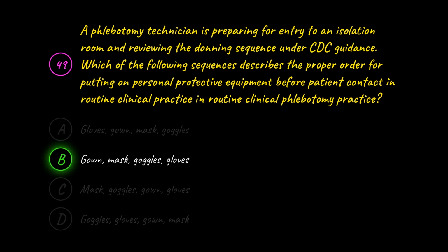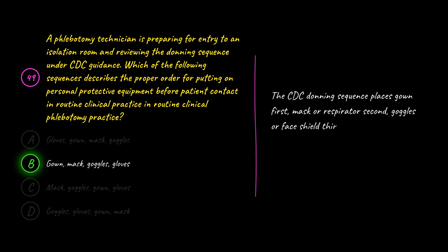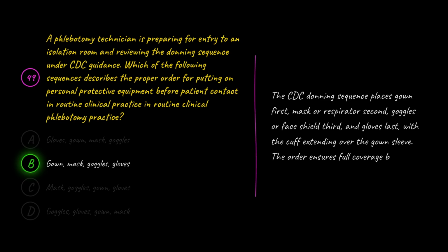The correct answer is B. Gown, mask, goggles, gloves. B is correct because the CDC donning sequence places gown first, mask or respirator second, goggles or face shield third, and gloves last, with the cuff extending over the gown sleeve. The order ensures full coverage before patient contact begins.